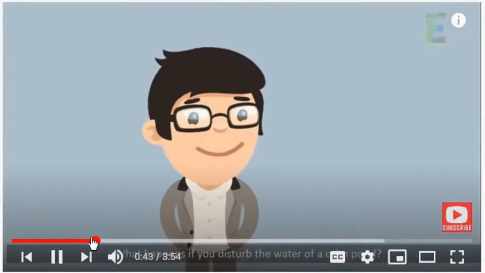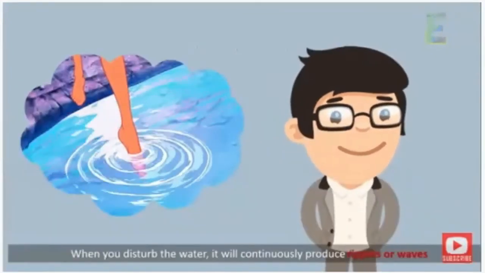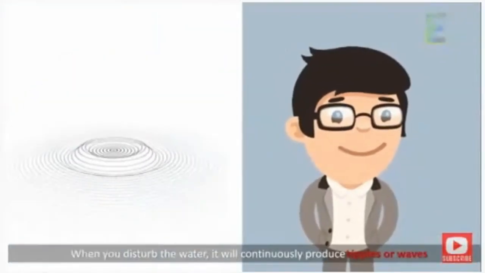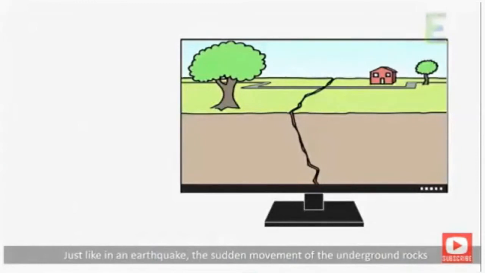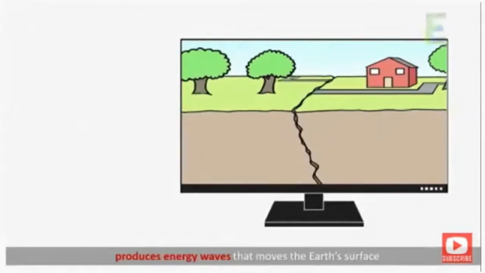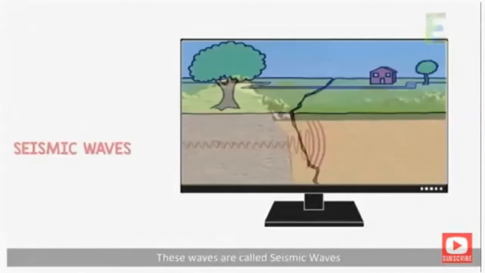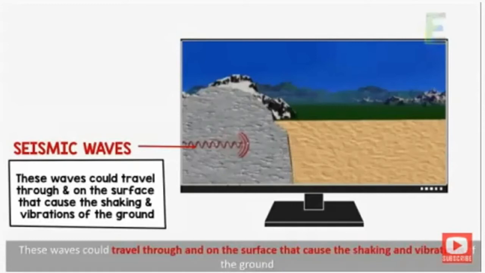What happens if you disturb the water of a calm pond? Yes, exactly. When you disturb the water, it will continuously produce ripples or waves. Just like in an earthquake, the sudden movement of the underground rocks produces energy waves that move the Earth's surface. These waves are called seismic waves. These waves could travel through and on the surface, causing the shaking and vibrations of the ground.